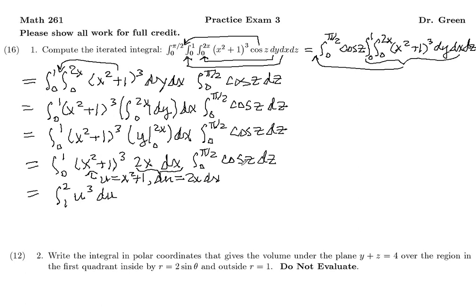And now let's go ahead and do this antiderivative. That's going to be sine z, and we're going from 0 to 2 pi, I'm sorry, pi over 2. And now this antiderivative is easy. That's going to be u to the 4th over 4, from 1 to 2. And then plug in pi over 2, plug in 0 and subtract. So that's going to be sine pi over 2 minus sine of 0.